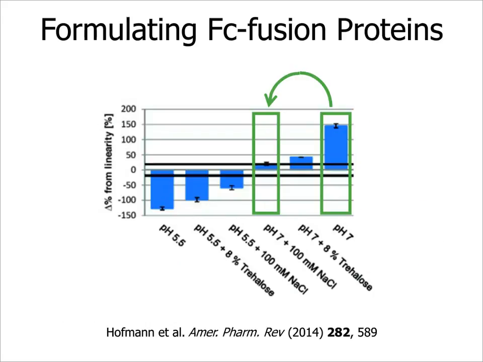Well, in this case, they did a number of different formulations, and they characterized and calculated the difference from that linear fit, so whether it was different from the blue line on the previous slide, whether it was positively different, or whether it was negatively different. And they did that for a range of formulations. So for this particular Fc fusion protein, you can see at pH 7, there is a large positive deviation from that linearity. But simply by adding 100 millimolar salt, they're able to bring that within an acceptable region for them. At pH 5.5, you can see there's a large negative deviation from linearity, indicating repulsive interactions.